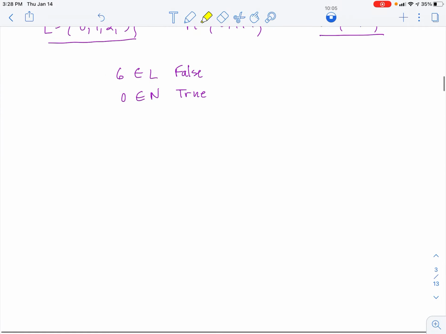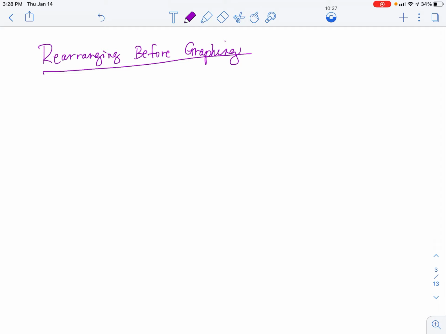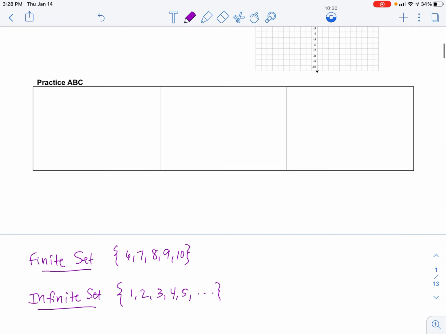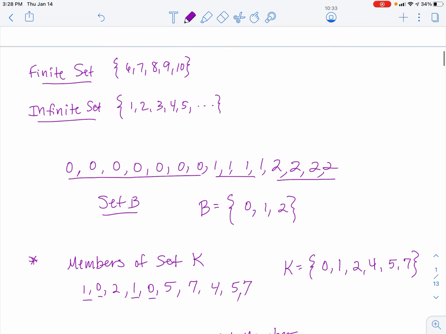All right, let's look at number 2 here, but I'm going to move down to my sheet of paper and move on to the next concept. So the next concept here, we're going to talk about rearranging before graphing. I'm going to do an example with you here, and then we're going to go back up to our notes and do one in our notes. Actually, I'm going to do a couple with you.